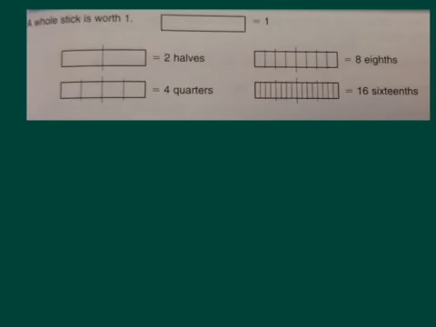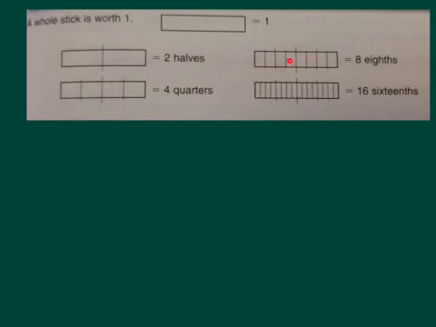All right, so looking at page 131, you see that at the top, a whole stick is worth 1. This rectangle equals 1. Now, if we break that rectangle into 2 and draw exactly 1/2, the 1 doesn't change, we still have 1 whole. But we've broken it into 2 halves. And then down here, we've broken the 2 halves in half, and we now have quarters, but we're still sticking with 1 rectangle. The 1 hasn't changed.